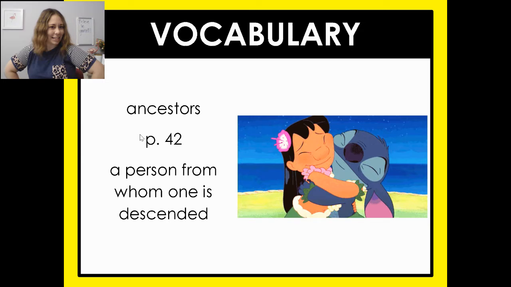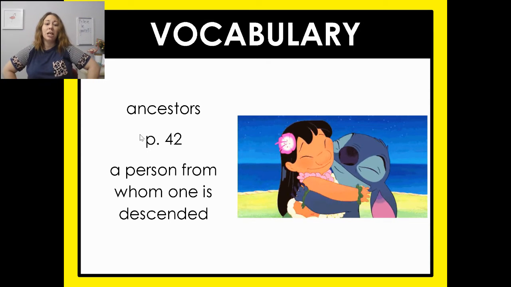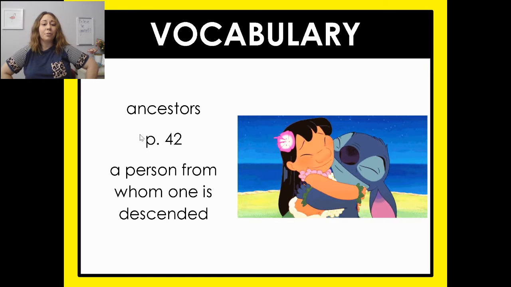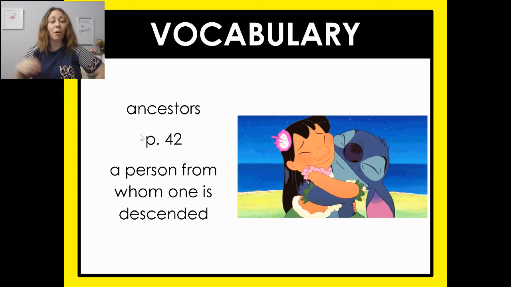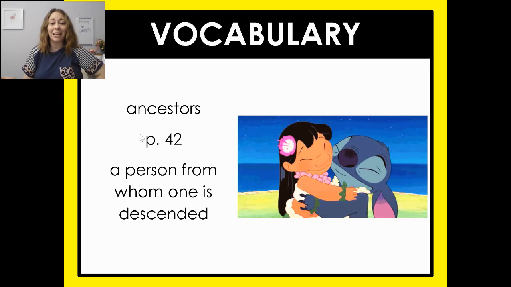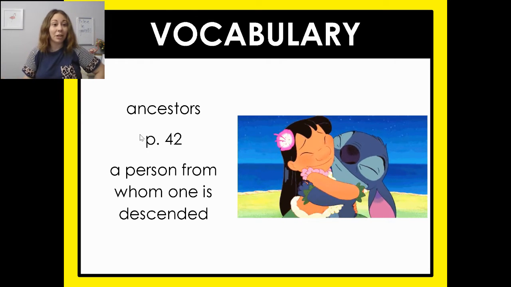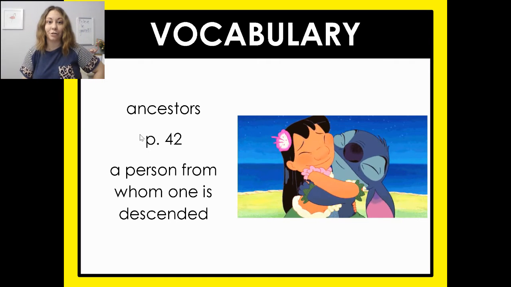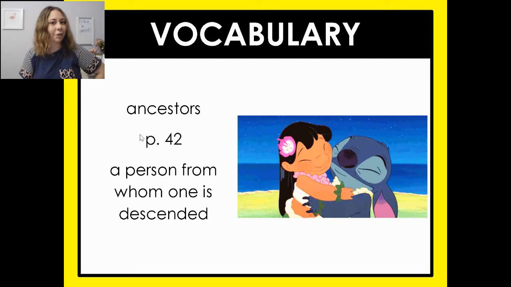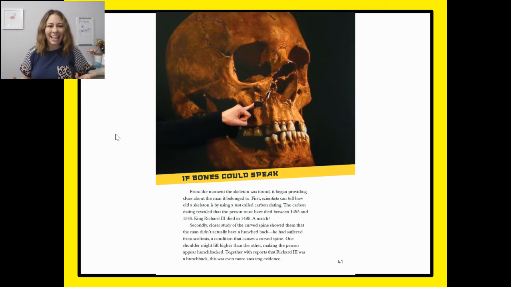Then we have ancestors, also on page 42. We're hitting a lot of vocab on this one page. An ancestor is a person from whom one is descended, which basically means the family. That's why we have Lilo and Stitch here. Remember, Ohana means family. Family means no one gets left behind. Think about ancestors as members of your family or someone else's family, but they may have lived a long time ago. Usually your ancestors are not members of your family that you have actually met. So let's go ahead and get to reading.